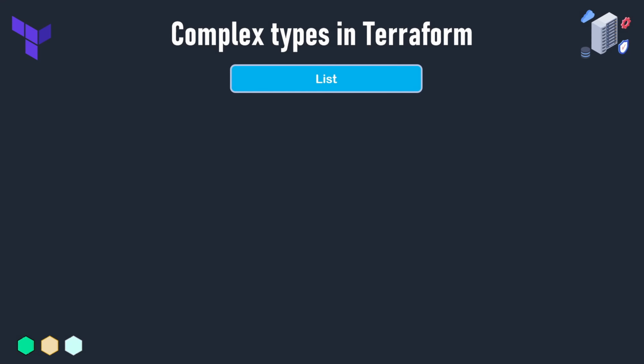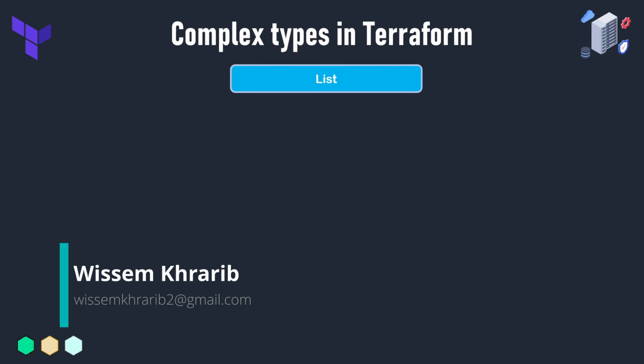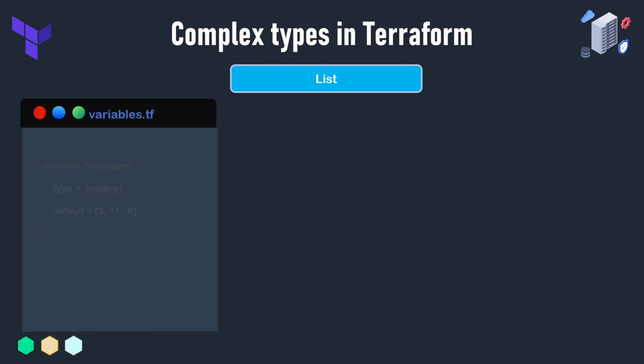A list is an ordered collection of values. Think of it like an array in other programming languages. Here is how to define a list in Terraform. We specify the type of the variable using the list constructor, and between the parentheses, we specify the type of elements that can be part of this list.